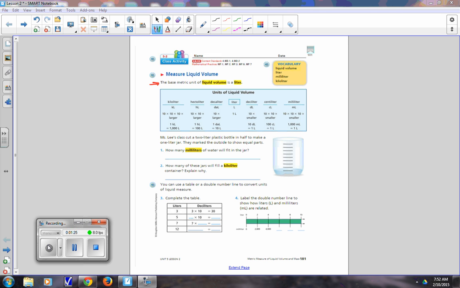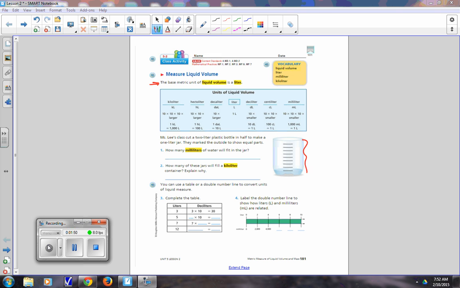If we're going to explore with this, Ms. Lee's class cut a 2-liter plastic bottle in half to make a 1-liter jar. They marked the outside to show equal parts. So we all know what a 2-liter bottle looks like. How many milliliters of water would fit in this jar? And remember, this is half of a 2-liter bottle, or 1 liter.